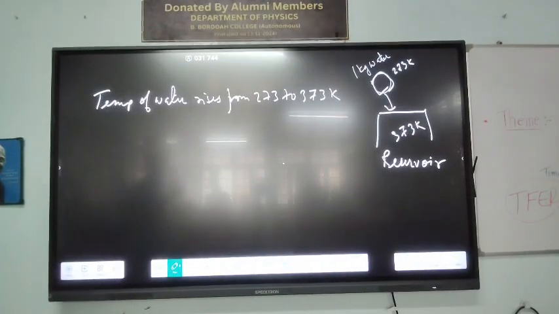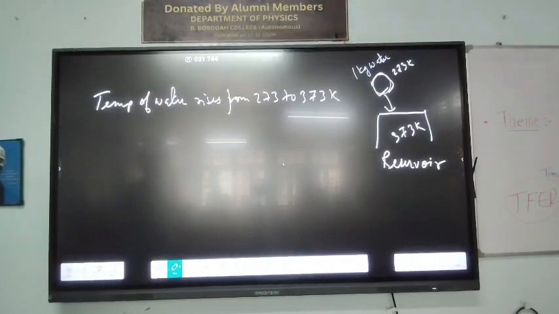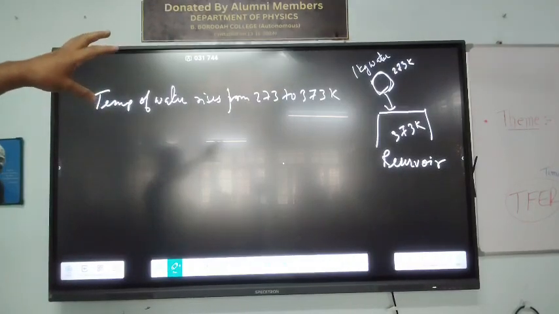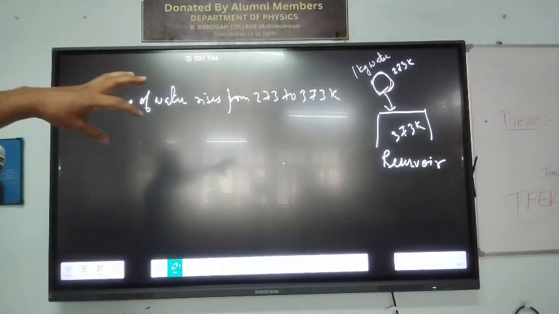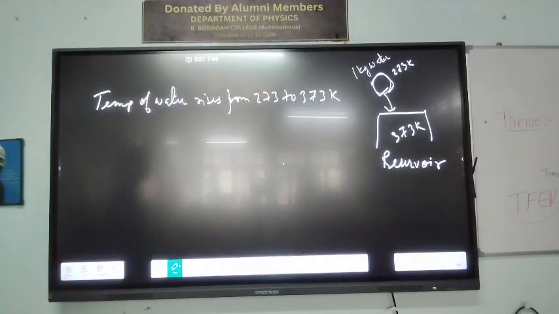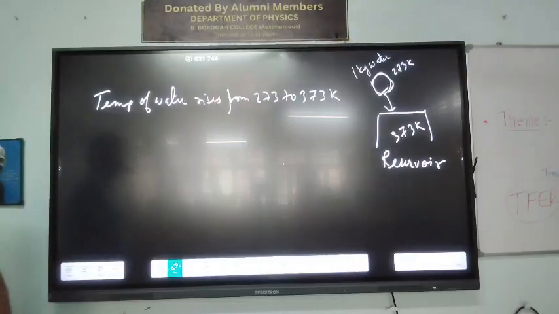now they are asking to find out the change in entropy of the water, of the reservoir, and of the universe. So here the water is the system, the reservoir is the surrounding, and we have to find out the change in entropy of the system, surrounding, as well as the universe.